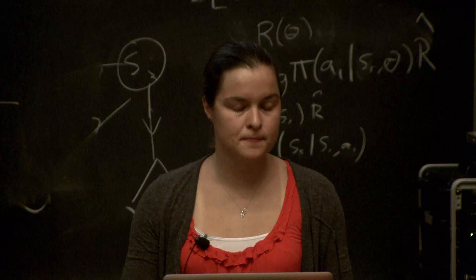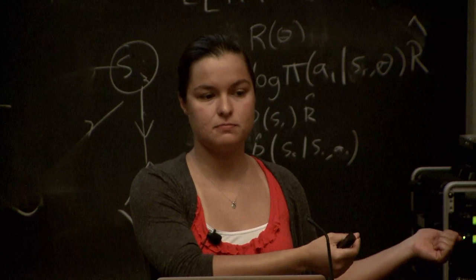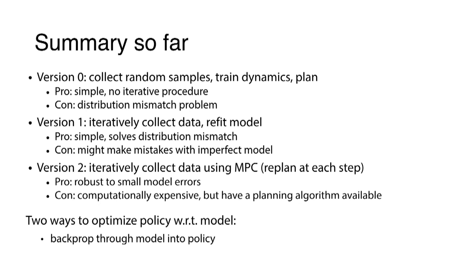Yes, so when you iteratively train the model, typically you'll warm start it by the previous iteration of model that you trained. Okay, and then I also covered two different ways to optimize your policy with respect to a model. The first is to simply backpropagate gradients through the model into your policy. And the second is a sampling-based optimization, where you sample from your model and pick actions according to those samples.